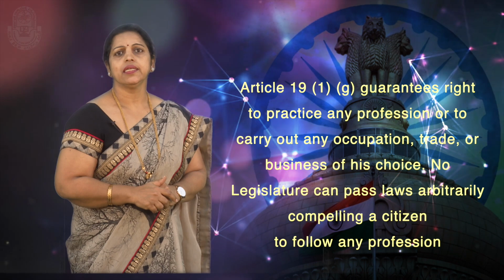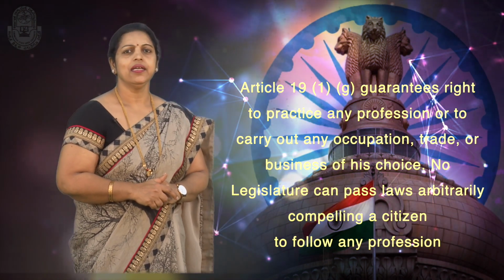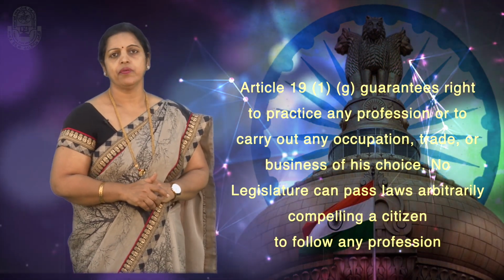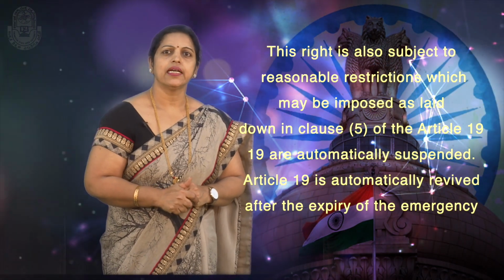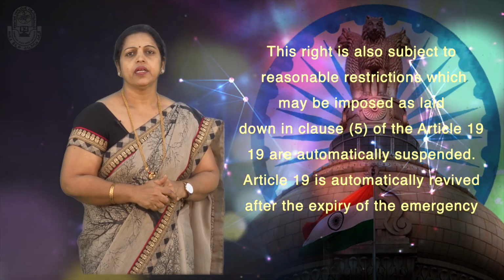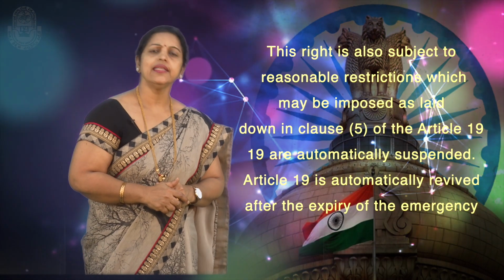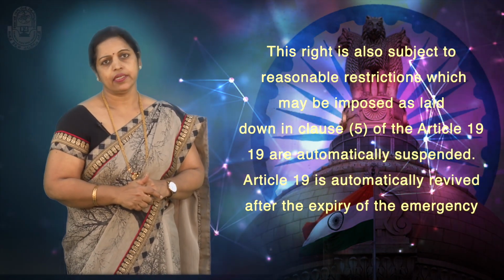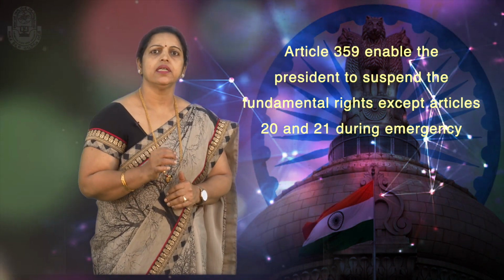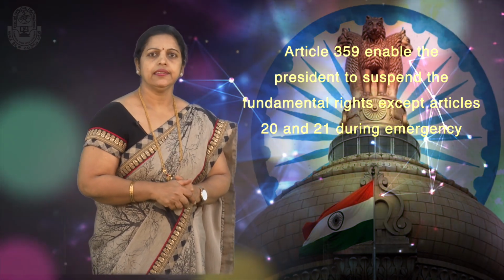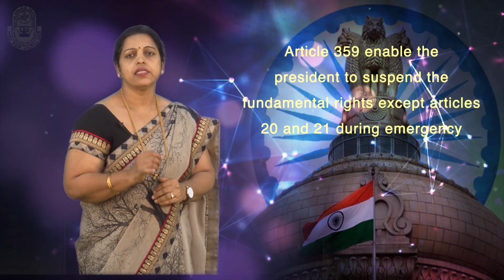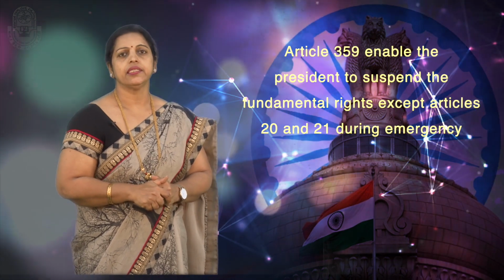No legislature can pass laws arbitrarily compelling a citizen to follow any profession against his will. The six fundamental rights guaranteed under Article 19 are automatically suspended during a national emergency, and automatically revived after the expiry of the national emergency. Article 359 enables the President to suspend the fundamental rights guaranteed under Part 3 of the Indian Constitution, except Articles 20 and 21, during a national emergency.